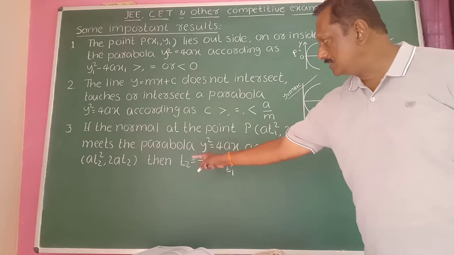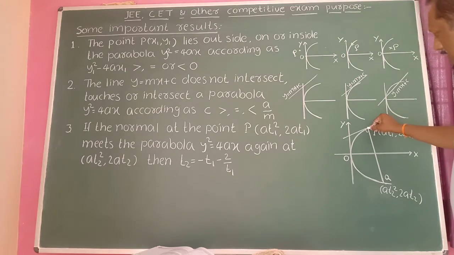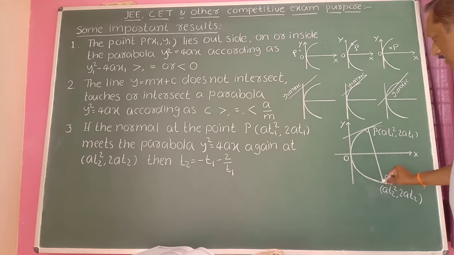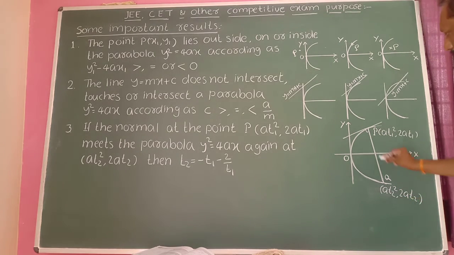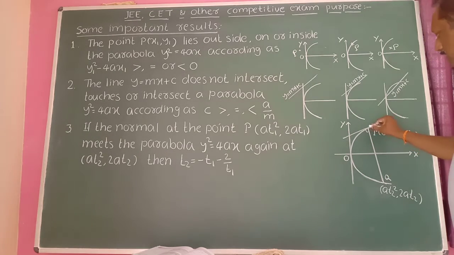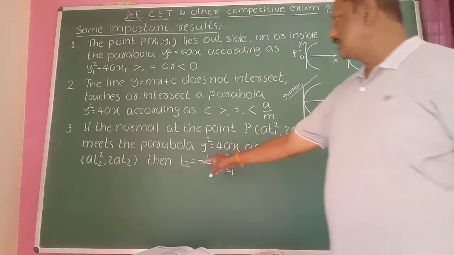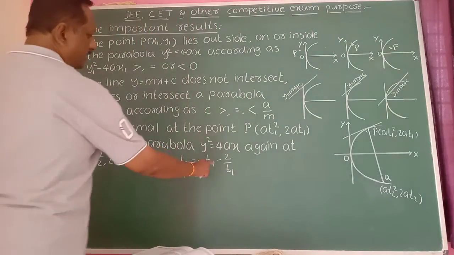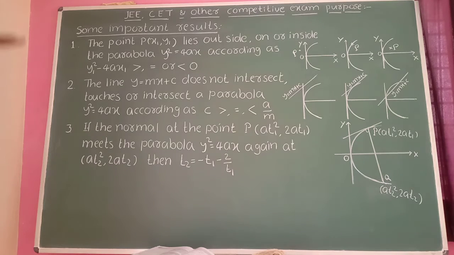If this condition is satisfied, then this normal meets the parabola again at this point (at2 square, 2at2). This is a tangent, then this is a normal at the point P. Then this normal again meets the parabola at this point if this condition is satisfied: t2 is equal to minus t1 minus 2 upon t1. It is a relation between t1 and t2.